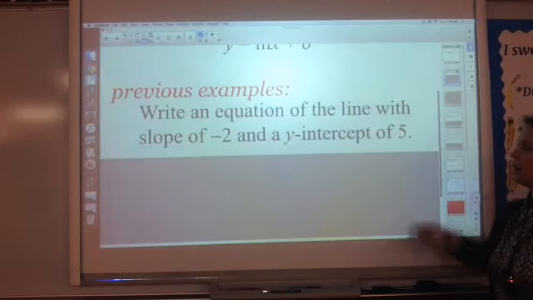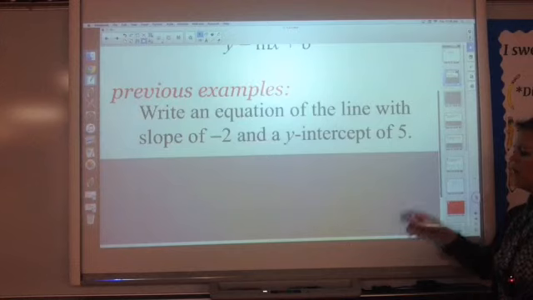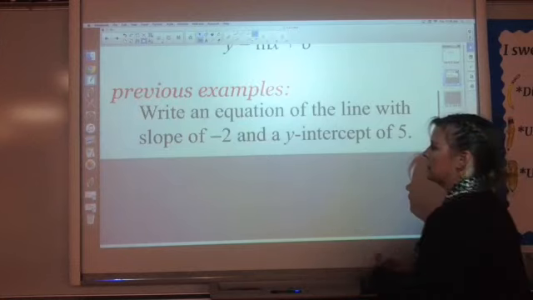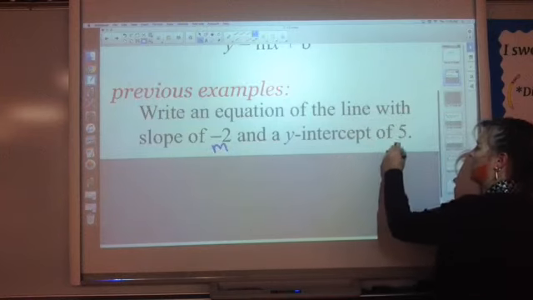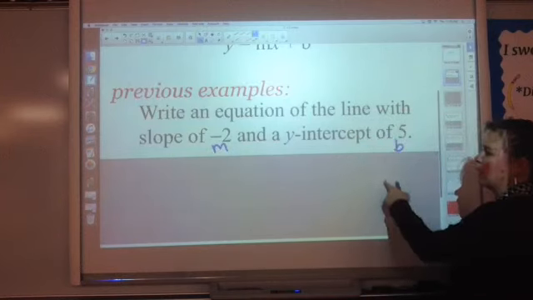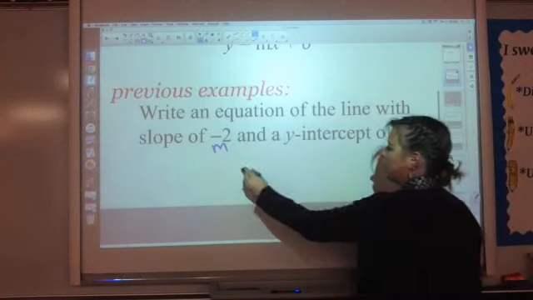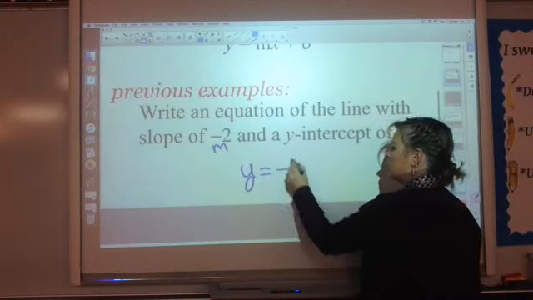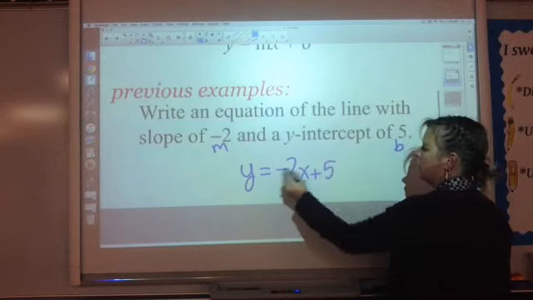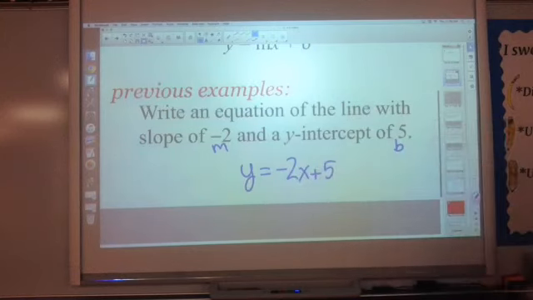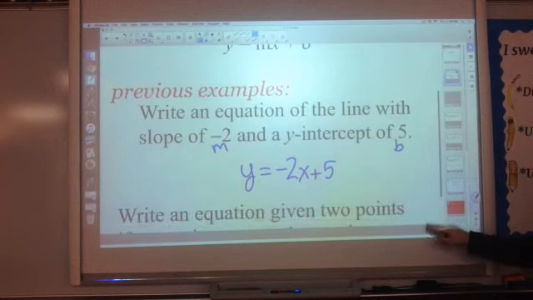You've been asked before to write an equation of a line with a slope of -2 and a y-intercept of 5. Since our slope is m, -2, and our y-intercept of 5 is b, we just write it in y equals mx plus b form. Y equals mx plus b: -2 for the m, 5 for the b.